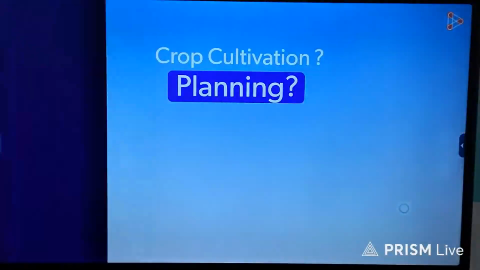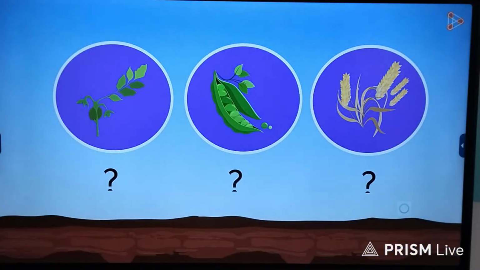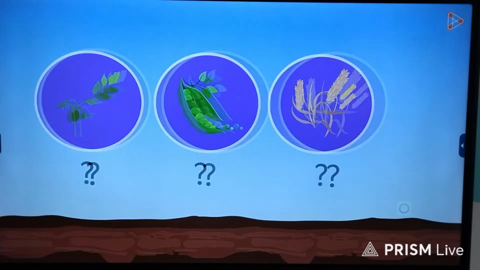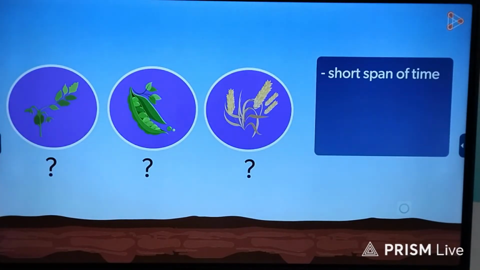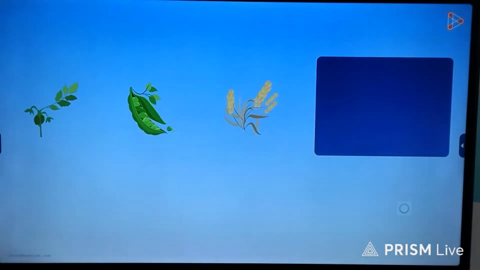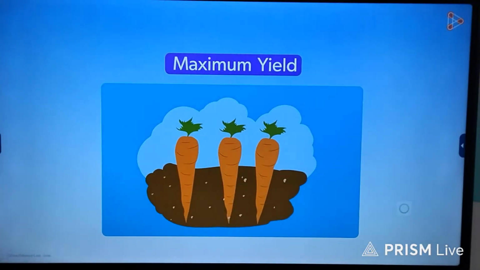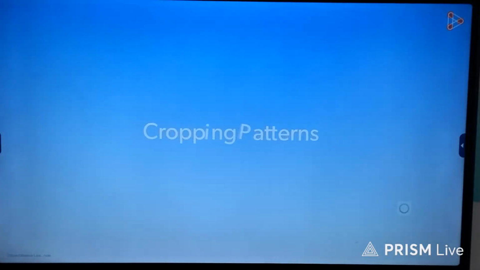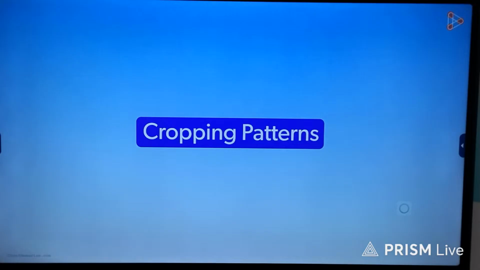He addresses questions like which crop is best suited for his soil type, or a crop which will give him the best yield in a short span of time. He may also look at the quality of the seeds and their resistance to diseases and pests. Apart from these questions, what else does a farmer plan? Well, he tries to get the maximum yield from his small piece of land. How can he get the best yield? Can he grow multiple crops in a year? Yes, he can. There are various types of cropping patterns that a farmer can employ. Let us look at a few of them in detail in this video.